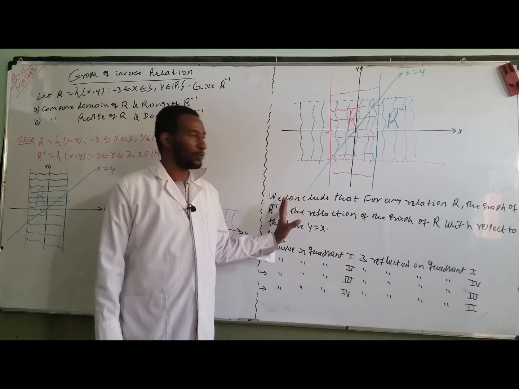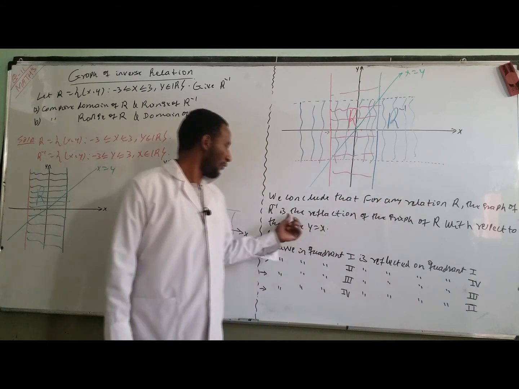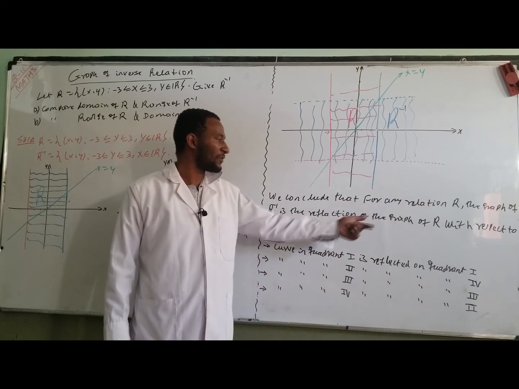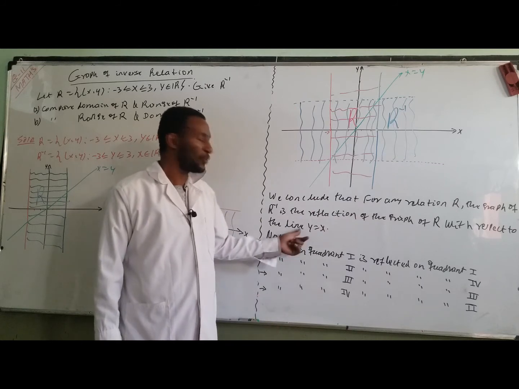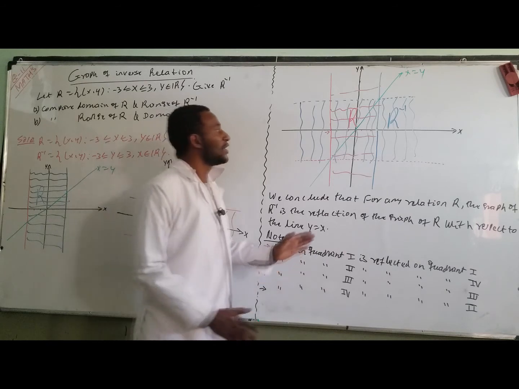To summarize, for any relation R, the graph of R inverse is a reflection of the graph of R with respect to the line y is equal to x. This means we reflect it.